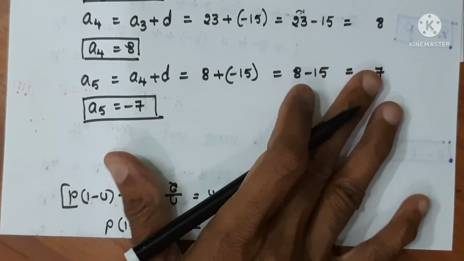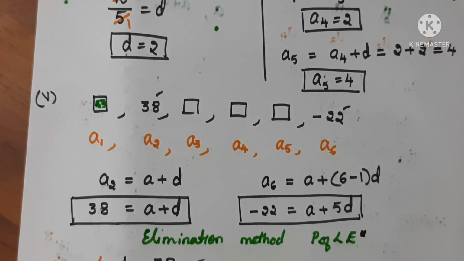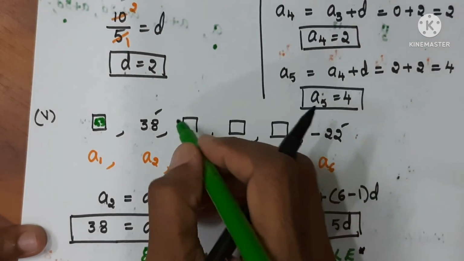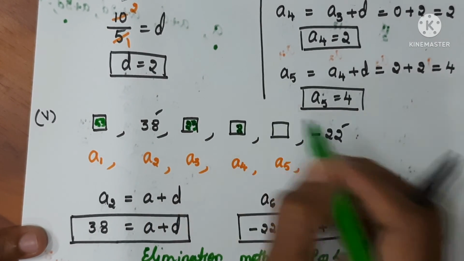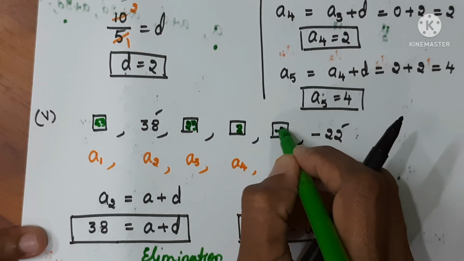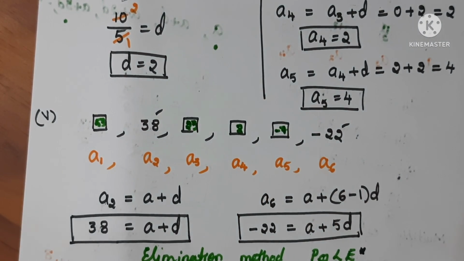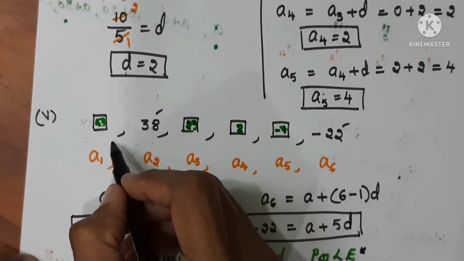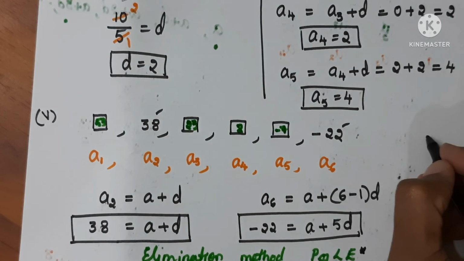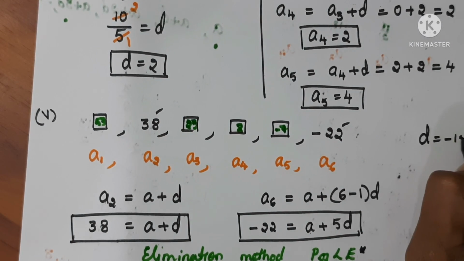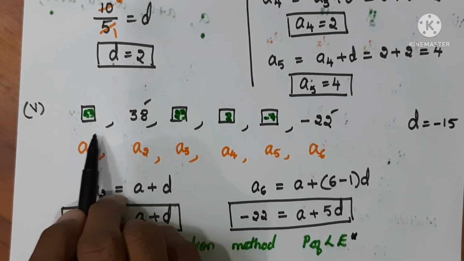So here the given answers for the question is third term. The third term is 23 and the fourth term is 8. Fifth term is minus 7. Again subtracting 15, we get minus 22. Here you can clearly see that the value of the terms is decreasing because we got the common difference as negative number. If the common difference is negative, value of the terms will decrease.